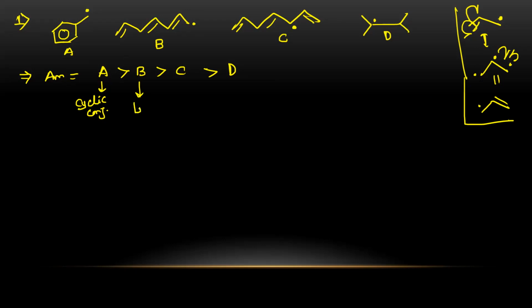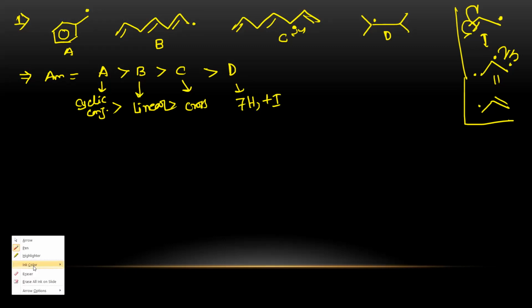B has linear conjugation. And C has cross conjugation, on both sides. So cyclic conjugation gives more stability than linear conjugation, and linear more than cross conjugation. And D has no conjugation. It basically has hyperconjugation with plus I effect. So this is the order.